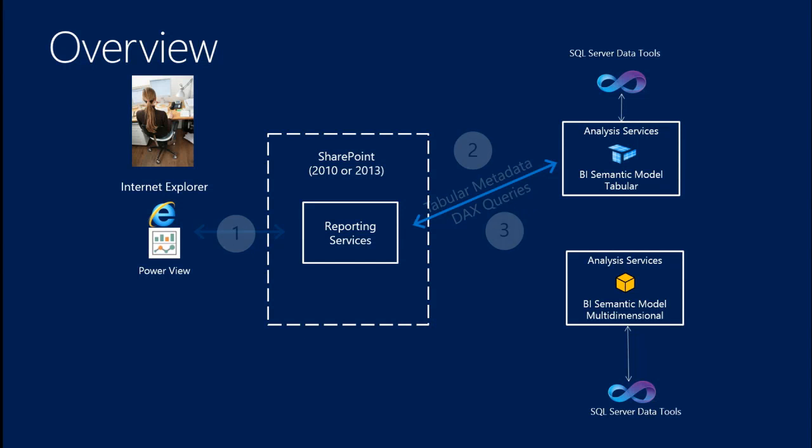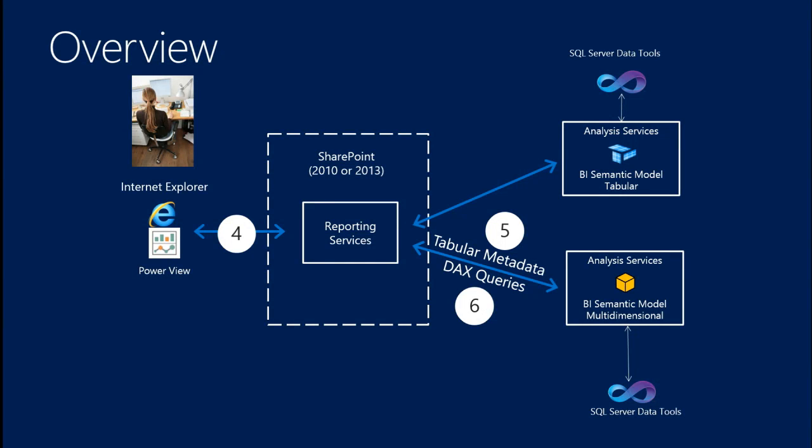What we now have working is that she connects to a multidimensional cube. The same thing goes: she will ask for tabular metadata, because we didn't change Power View. We changed our engine. The Analysis Services engine now also supports tabular metadata, so you can ask for tabular metadata and we will transform it for you. And you are now able to send DAX queries against a multidimensional cube. So you can send both MDX and DAX queries to a multidimensional cube.